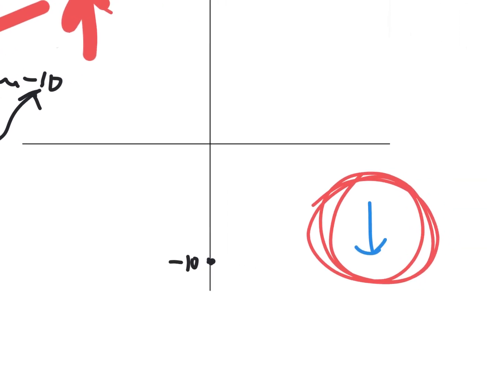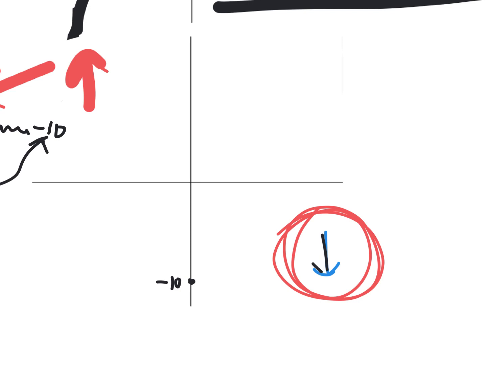Now my graph is starting to come together. I know it goes down on the right. I know it goes through this spot. And I know it goes up on the left.